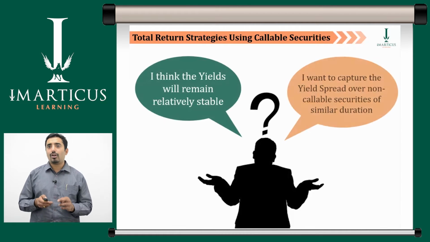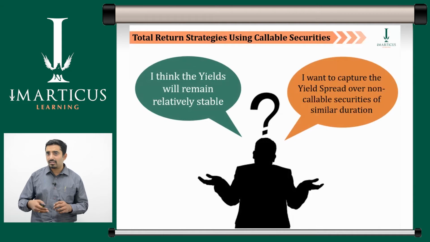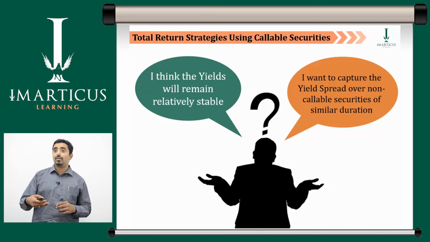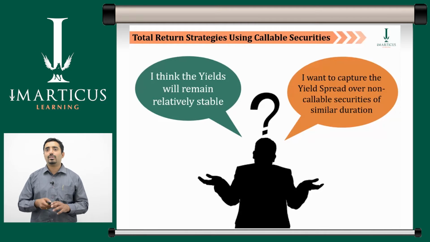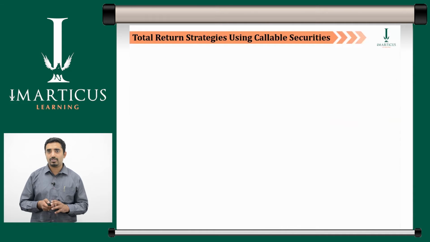Owners of callable securities are expressing the implicit view that yields will remain relatively stable, enabling the investor to capture the yield spread over a non-callable security of similar duration. They must also have views on the likely range of rates over the investment period, the market's perception of future rate uncertainty, and the horizon date.